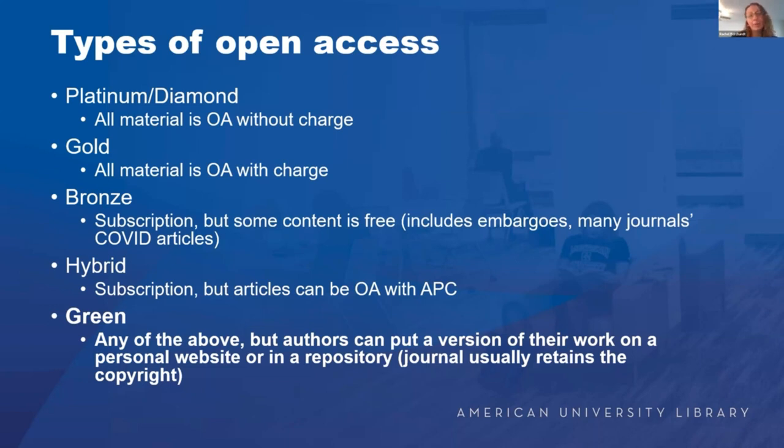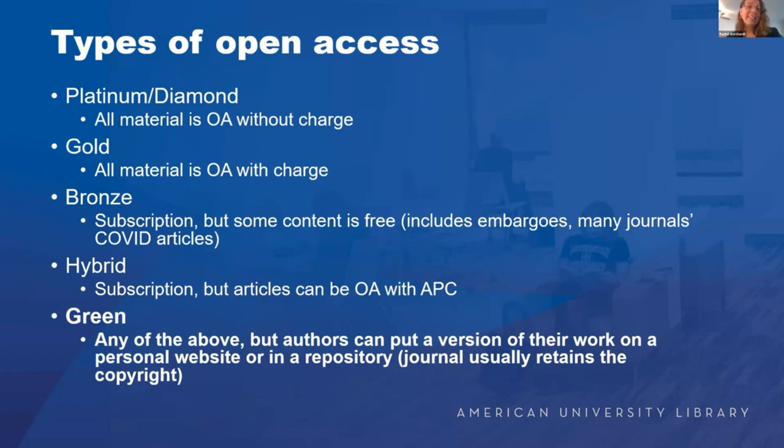And then there's hybrid, which is an increasingly popular choice among journals where they still have a subscription fee. In order to access all of the contents, you need to have a subscription to that journal. But if you want to pay an extra charge, you can then make your article specifically openly available. The confusing part is that most journals call that gold choice. So the gold and hybrid get very confusing.